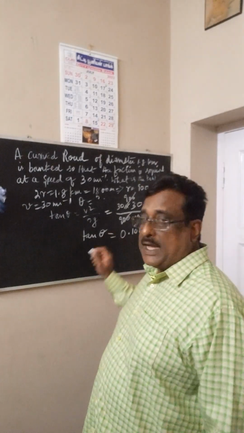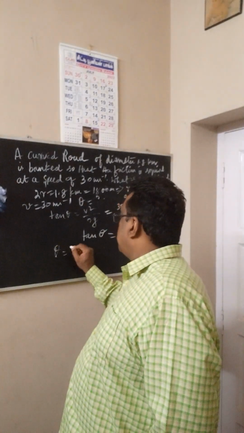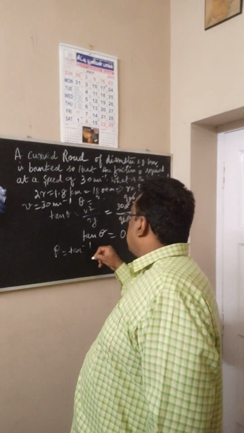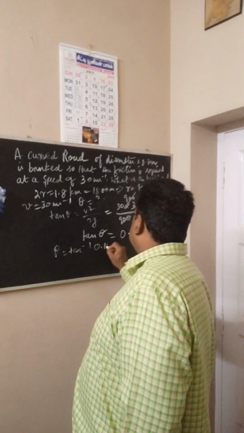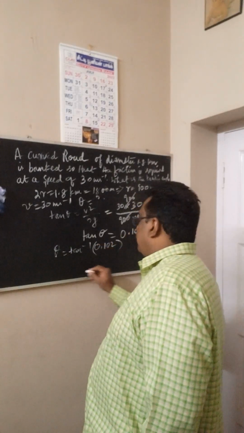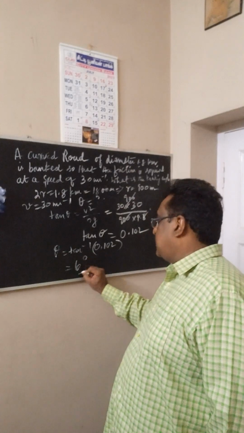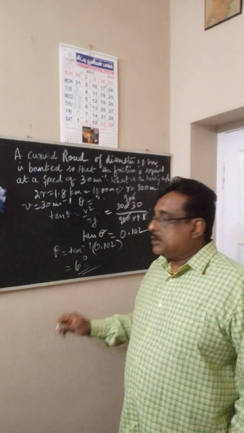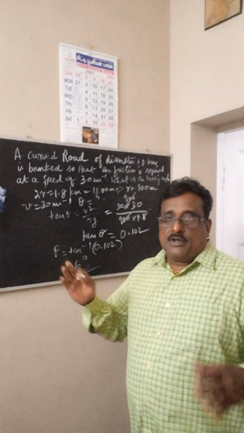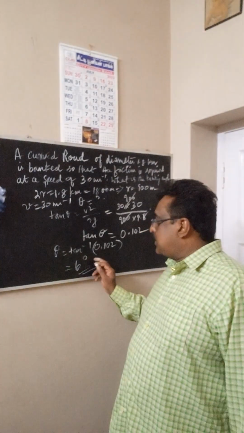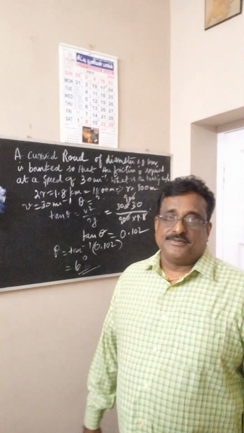And you need to find the angle theta. So theta is equal to tan inverse of 0.102, which is 6 degrees. Using the logbook, you can find the tan inverse from right to left. It will show you 6 degrees. Thank you.